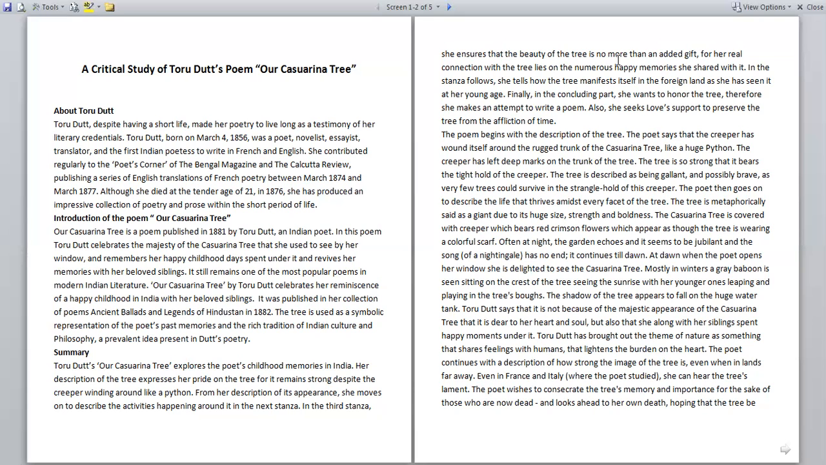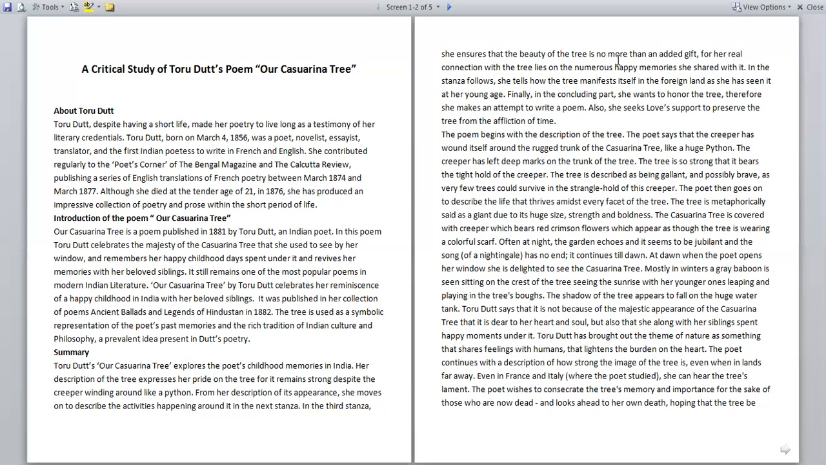Our Casuarina Tree celebrates her reminiscence of a happy childhood in India with her beloved siblings. It was published in her collection of poems, Ancient Ballads and Legends of Hindustan, in 1882. The tree is used as a symbolic representation of the poet's past memories and the rich tradition of Indian culture and philosophy, which is prevalent in Dutt's poetry.